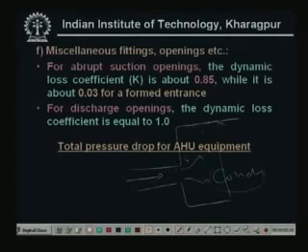So here, strictly speaking, you can't use the sudden expansion relation, because this ratio is very large. For this kind of discharge openings, the dynamic loss coefficient is found to be equal to 1, because all the kinetic energy is simply dissipated. So Co is equal to 1 for this kind of discharge openings.